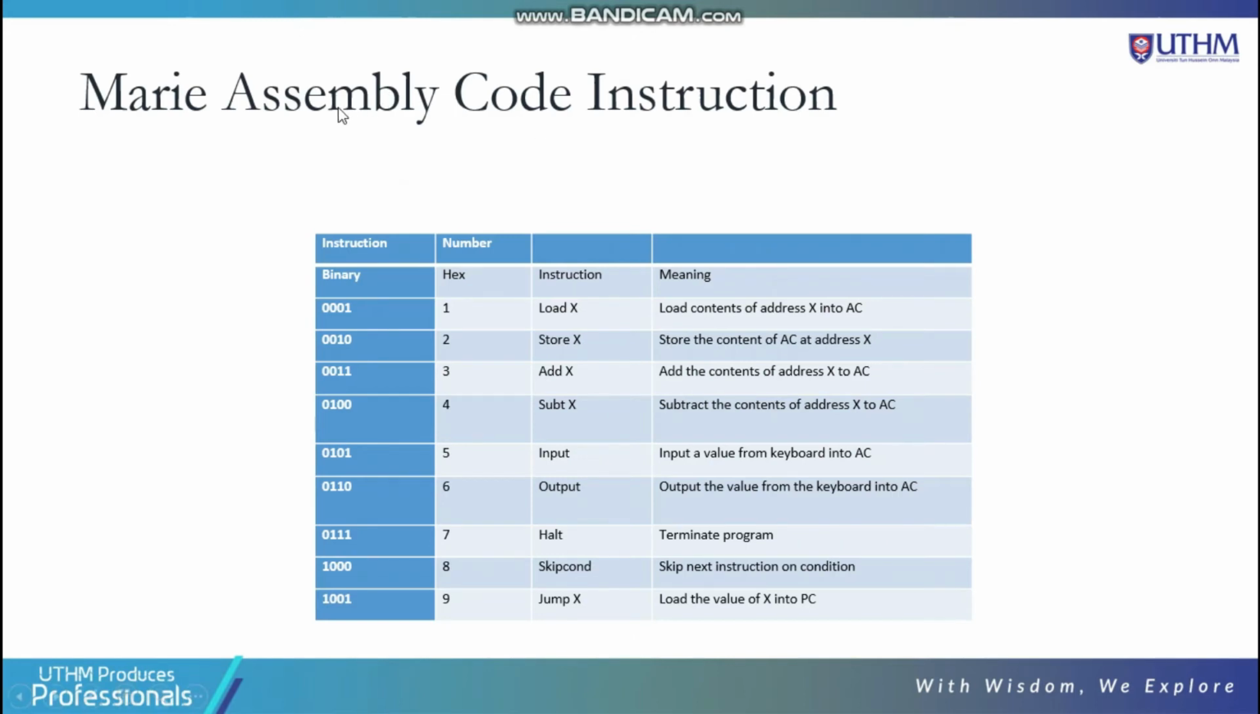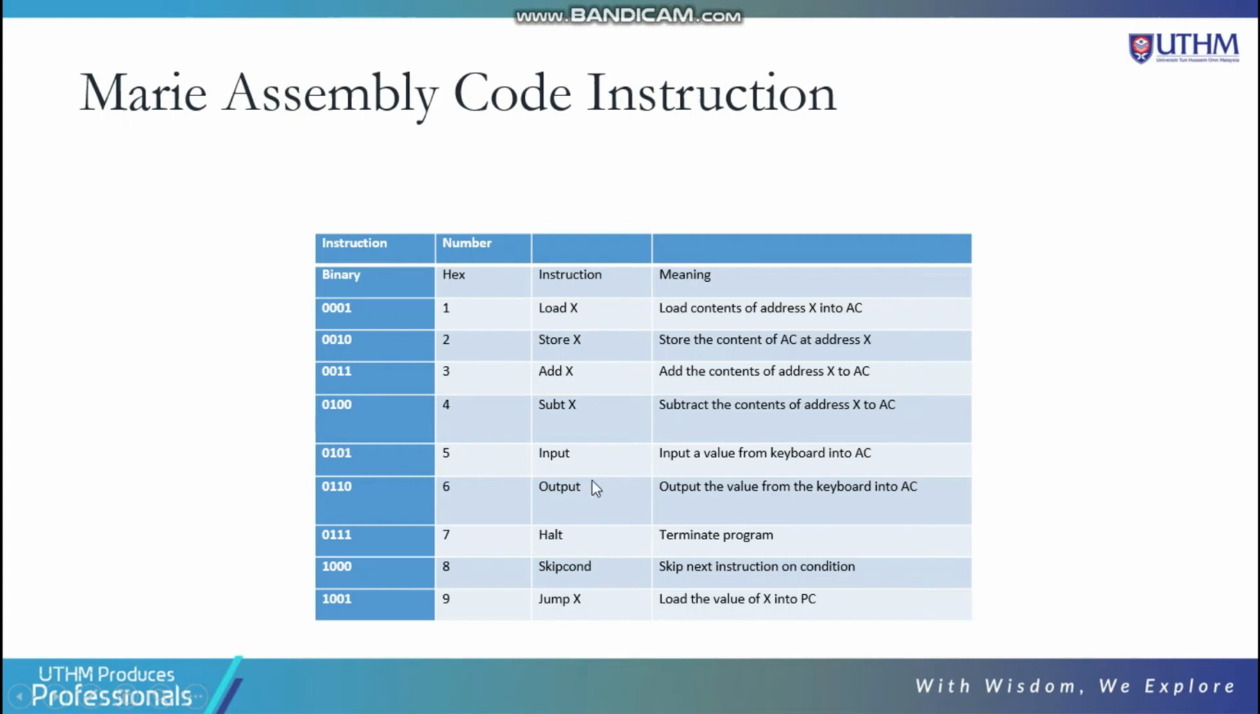So here is the MARIE assembly code instruction. The first number in hexadecimal, 1, the instruction is Load X. The meaning is to load the content of address X into AC. The second is Store X, used to store the content of AC at address X. The third number, Add X, we use to add the content of address X to AC. Number 4, Subtract X, we use to subtract the content of address X from AC.